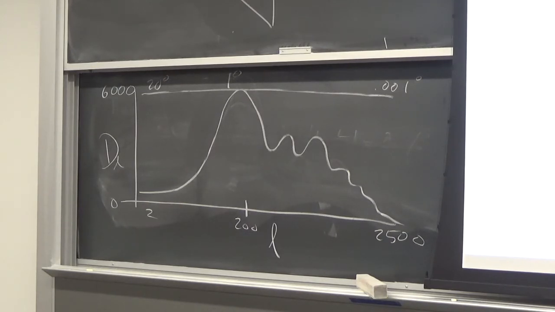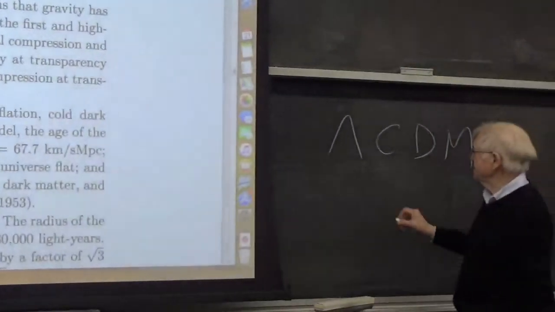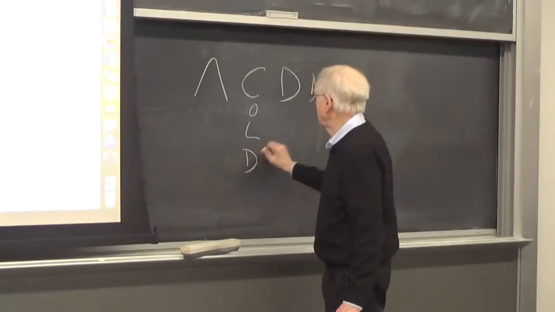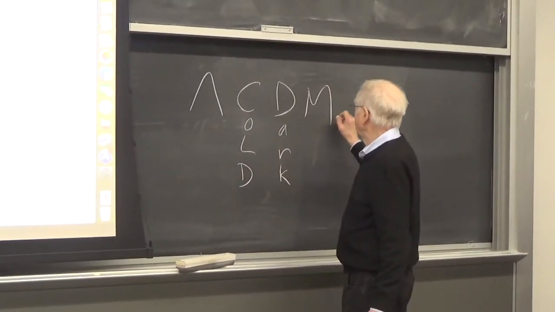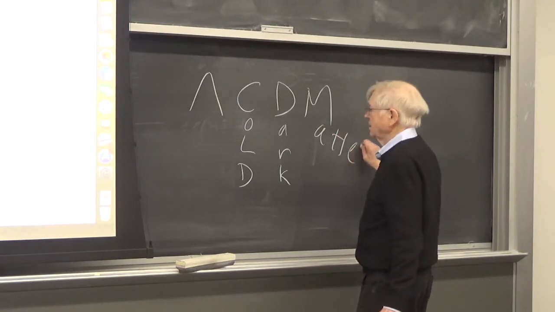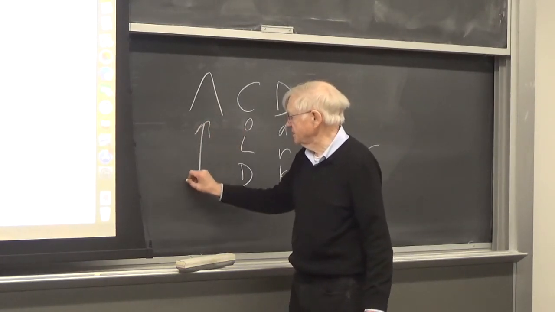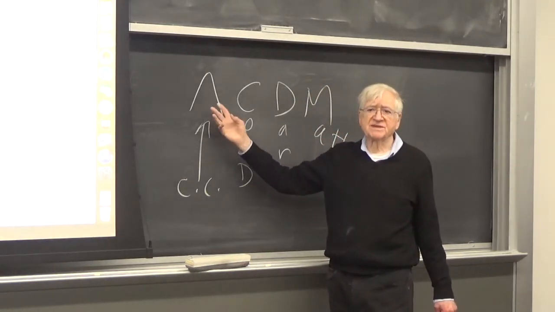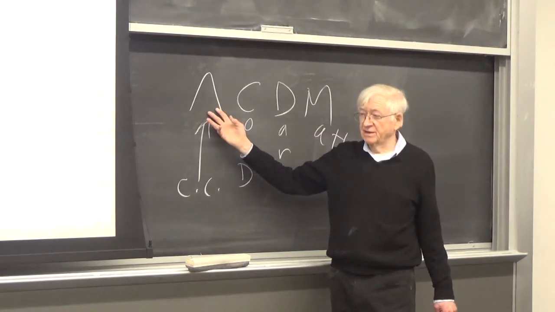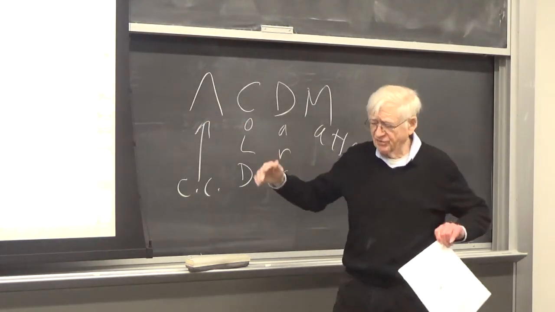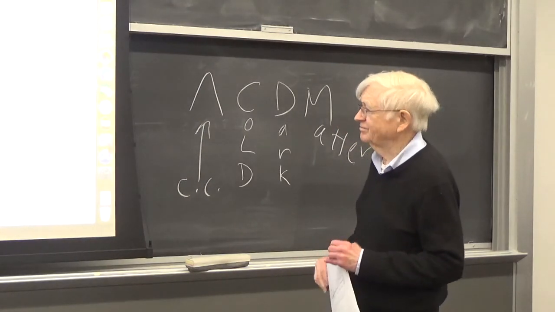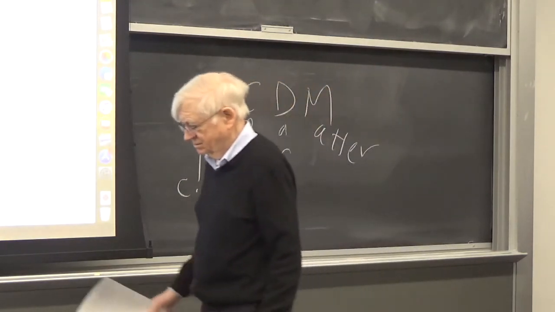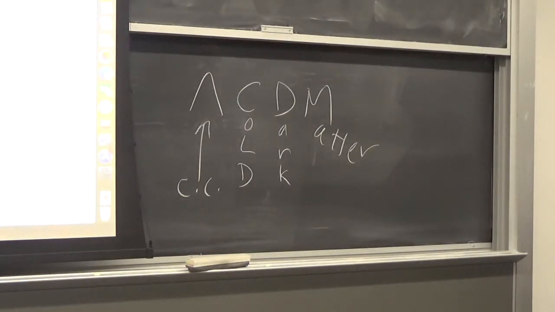It established, the most important thing was that it established what's called the Lambda-CDM model. This is cold dark matter, and this is the cosmological constant. And this cosmological constant, of course, has caused the expansion of the universe to accelerate over the past 4 billion years or so.